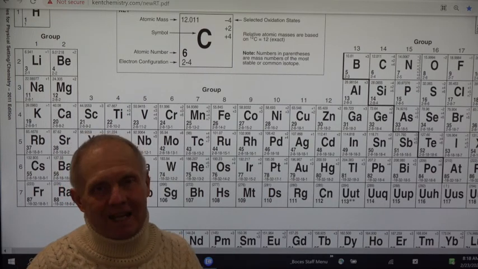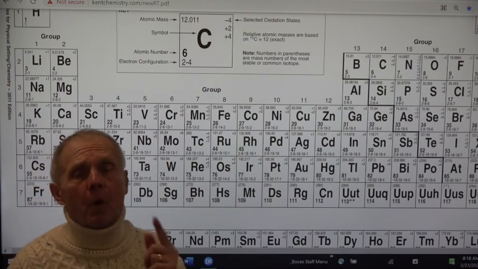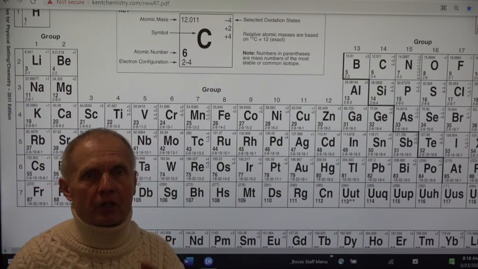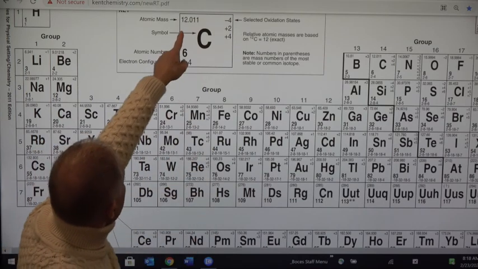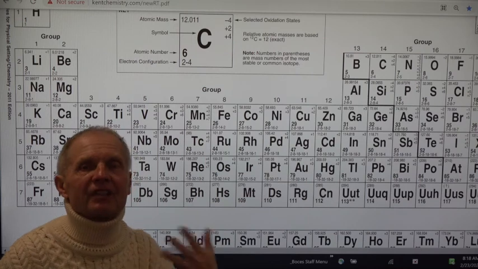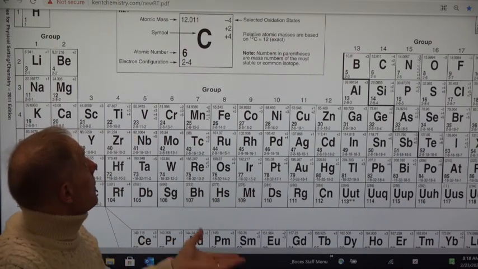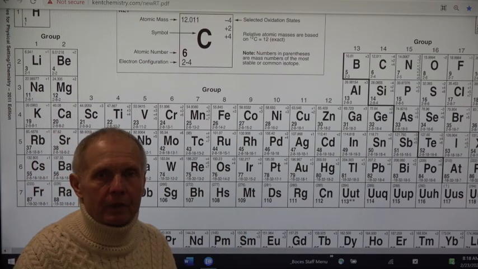Well, atomic mass units are like imaginary. You can't weigh them. But let's look at carbon, because remember, 1 AMU is 1/12 the mass of carbon-12. So right here, 12, atomic mass of 12, that's AMUs, atomic mass units. But like I said, we can't weigh atomic mass units.